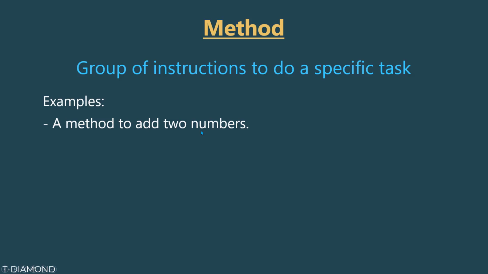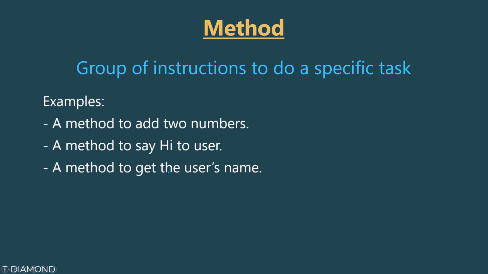Just that. And we will group this code inside a structure in Java, and this structure will be a method. So this method has a specific task which is to add two numbers. Another example, we can write a group of code to say hi to the person that is using our program. This group of code will be a method and it has a specific task which is to say hi to the user. Another example, we can write a method to get the user's name. We can ask the user for his name and then he will give it to us. Also we will group all the instructions together and this will be a method which has a specific task.